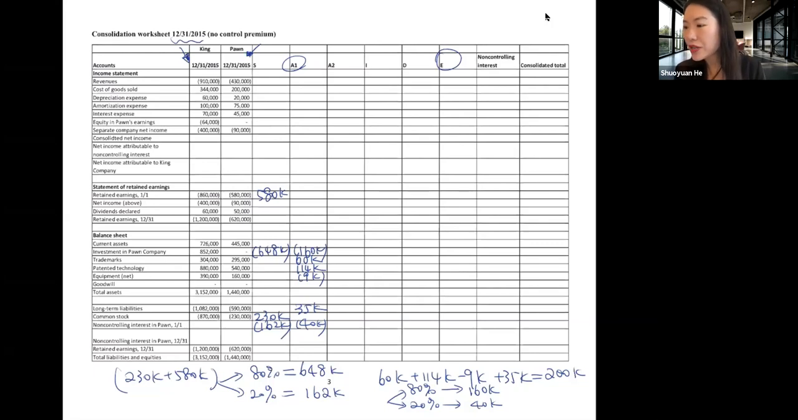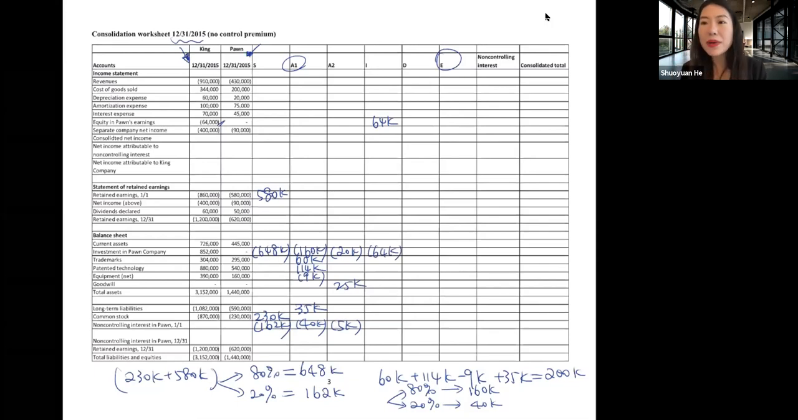Consolidation entry A2 is to record goodwill. So goodwill is 25,000. 80% of 25,000 is 20,000. So we decrease the investment account by 20,000. And another 20%, which is 5,000, goes into non-controlling interest. Consolidation entry I, the purpose is to eliminate the subsidiary's income recognized by the parent, which is 64,000. And then we decrease the investment account by 64,000.